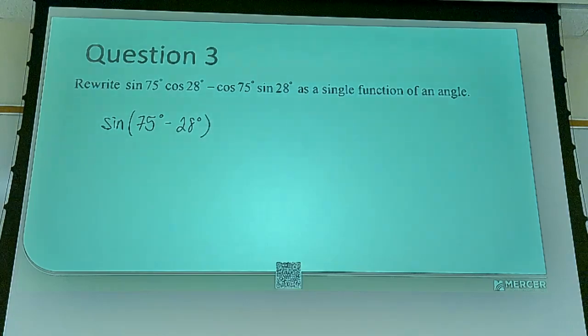So it's going to be sine of 75 degrees minus 28 degrees. And what is 75 minus 28? Yes, that's the difference identity for sine, right? So it's alpha minus beta. And what is 75 minus 28?